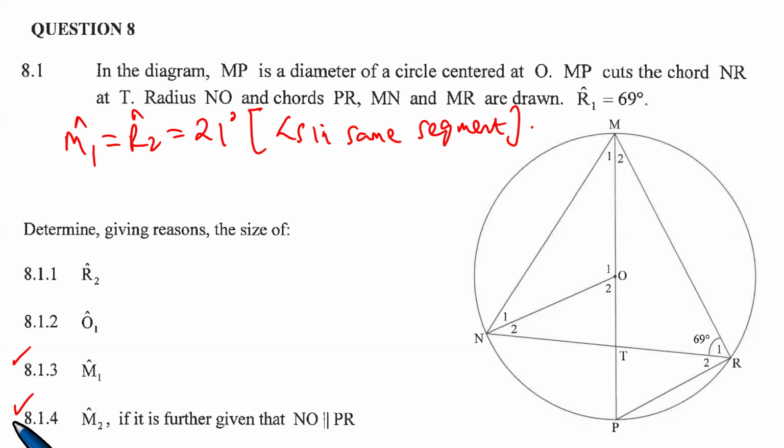I'm not sure, but I'm thinking about using the alternate angles, using the corresponding angles. Okay, continue. So we want to find the size of the angle M2, because they want us to prove it, given that NO and PR are parallel.